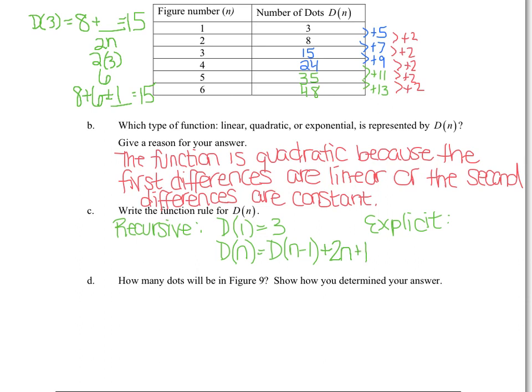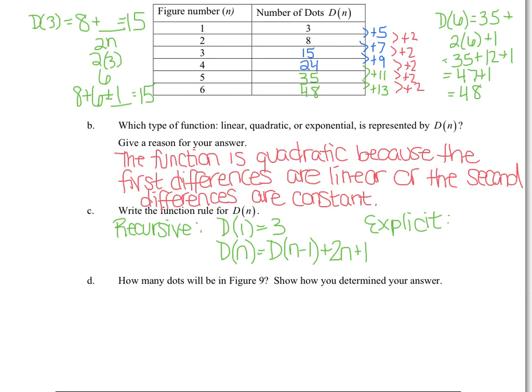I want to check to make sure it works for others, just to know that I'm right. So let's try d of 6. d of 6 is my previous term, d of n minus 1, so 35, plus 2 times 6 plus 1. So this is 35 plus 2 times 6, which is 12, plus 1. 35 plus 12 is 47, plus 1, which is 48. And that is what I want, so this works.